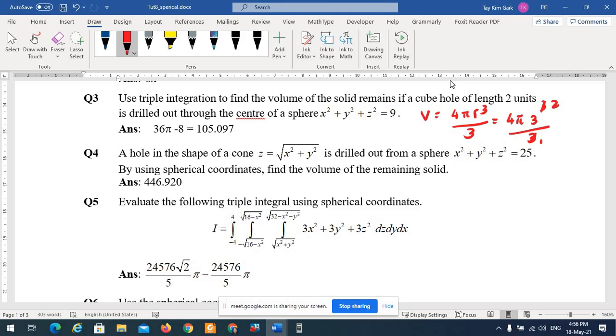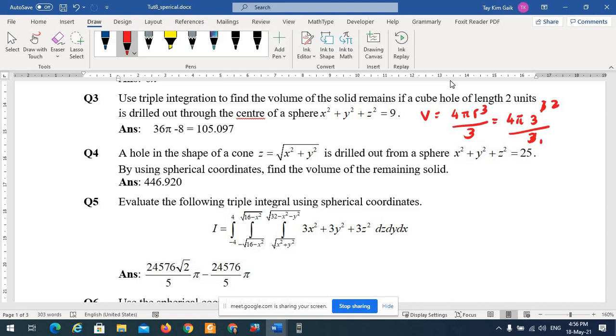Okay, and then deduct, because from a sphere we drill out a cube of length 2 units. So the cube is 2 times 2 times 2, the length times the width times the height. 2 times 2 times 2, which is 8.